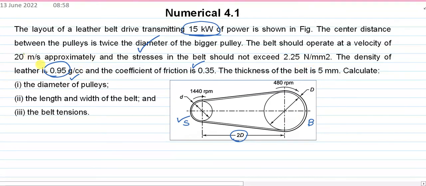Now, on the basis of this data, we need to find out the pulley diameters as well as length and width of the belt, and finally the tensions in the belt. So we will proceed towards the solution. We will make use of this diagram as well. There is some data which is given in the form of diagram.